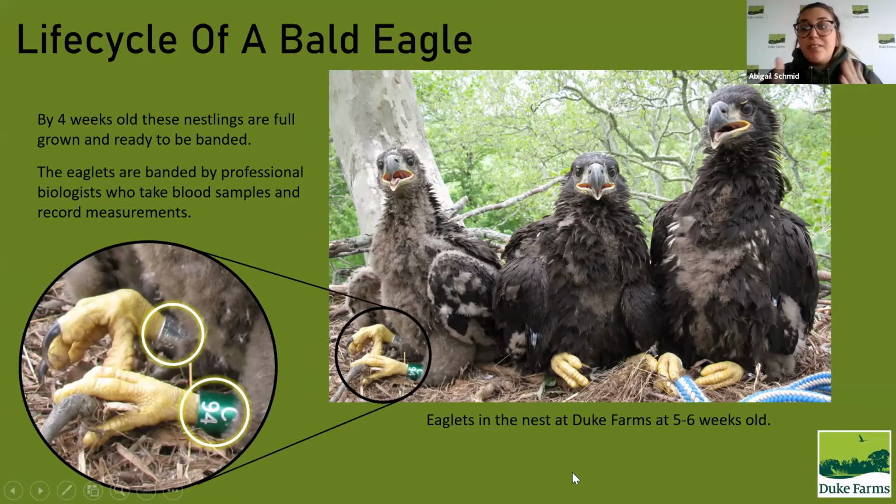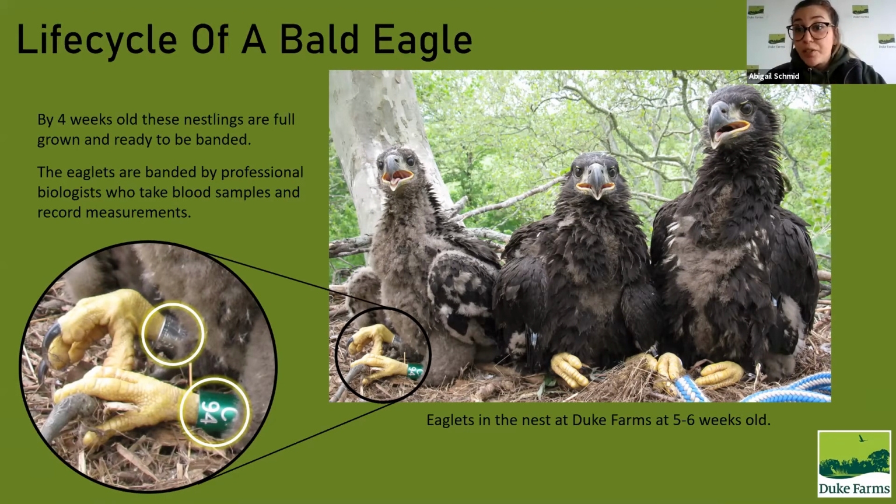So using the eagle cam is a really interesting way to see what these eagles are doing and how they grow. By 4 weeks old, these nestlings are fully grown. Imagine being 4 weeks old and you're just as big as you're going to get. They're still going to change because they still don't look like bald eagles yet. They don't look like the bald eagles that we know, but they're fully grown at this point. From 5 to 6 weeks is generally when they are banded.